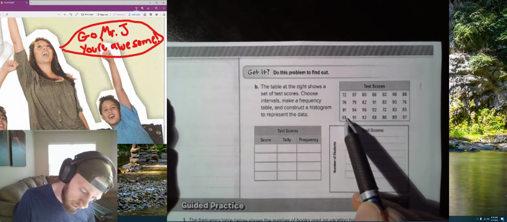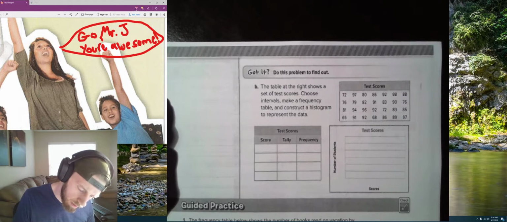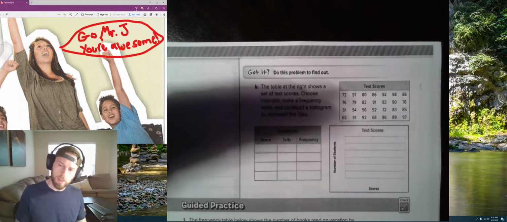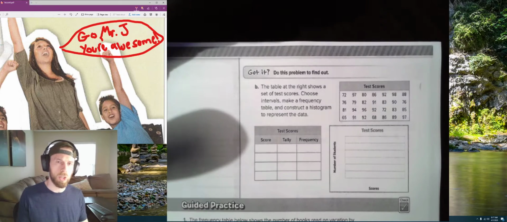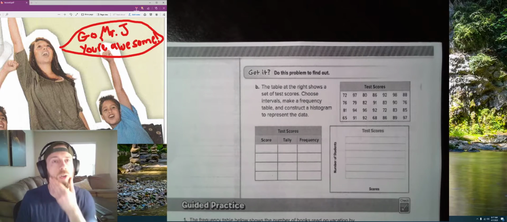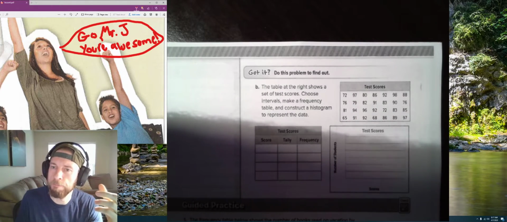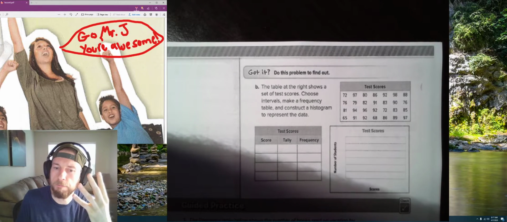And I think that my highest number in this set of data, as far as test scores go, is a 98. So I know my data is going to be between 60 and 100. And I've got 1, 2, 3, 4 boxes here. So how can I split up the data between 60 and 100? Four ways, evenly.